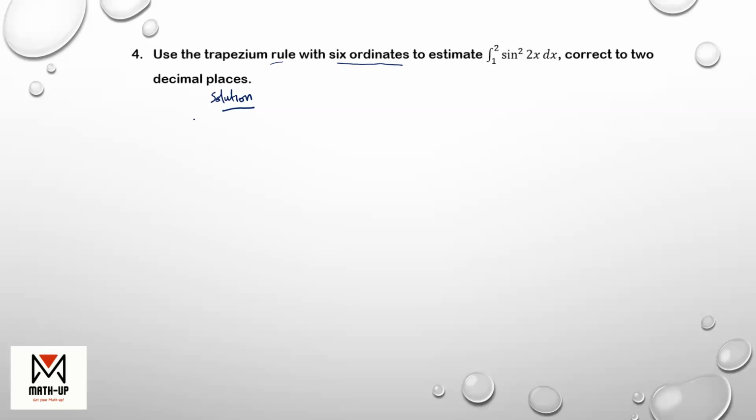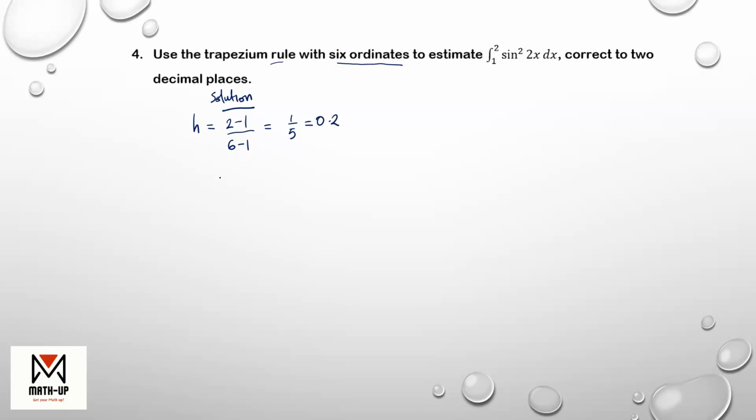We know that h is equal to the difference between the first and last coordinate divided by the number of intervals. And the number of intervals is the number of ordinates minus 1. So I want 6 ordinates, so I subtract 1 to give me 5 intervals. That will give me 1/5, so my interval length is 0.2. So we shall go ahead to draw our table.